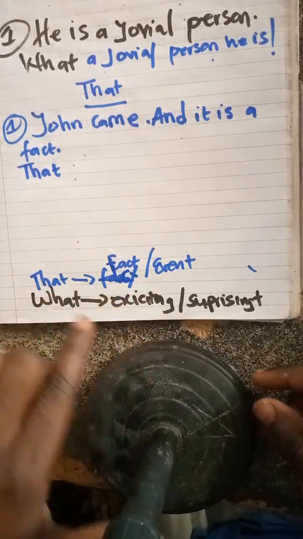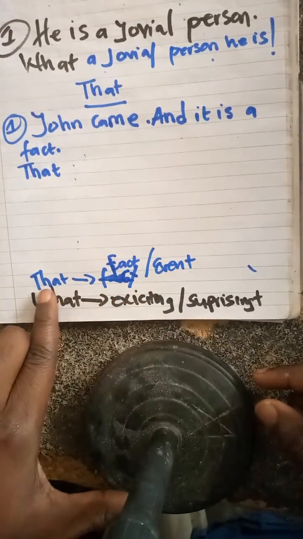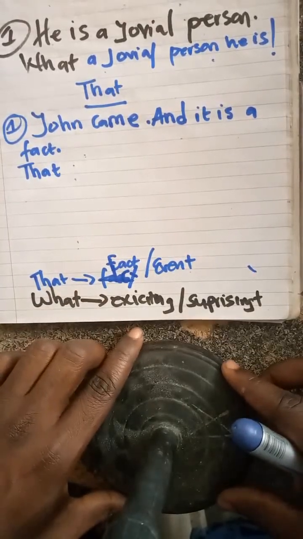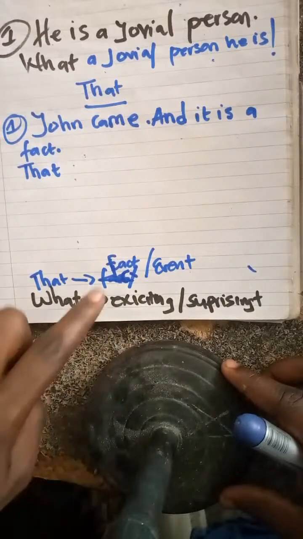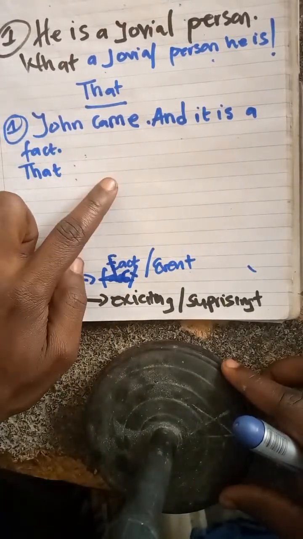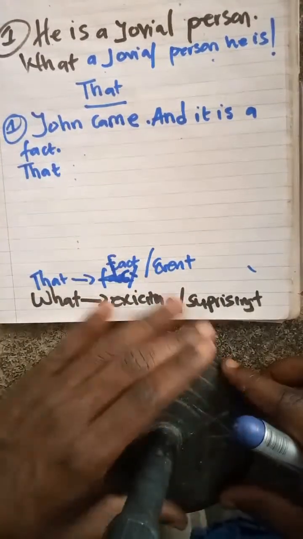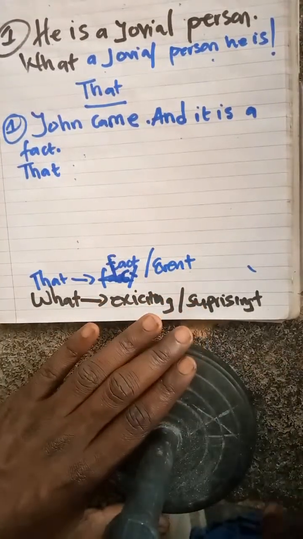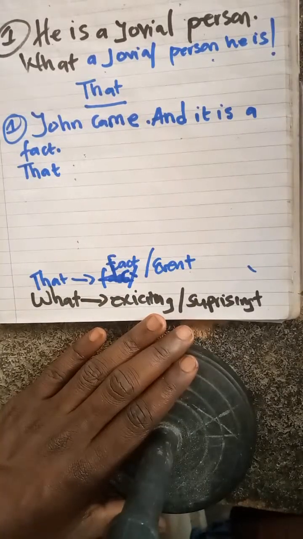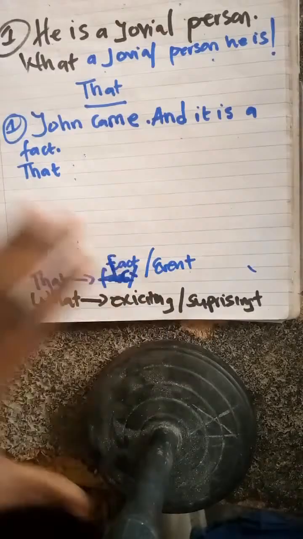Mind you, I've said the equation. When you are writing a "that" rewrite, start first with a fact. After that, mention a fact or an event, then rewrite it the way it is. Who can try it? Fast. John came and it is a fact. Begin "that." Fast.